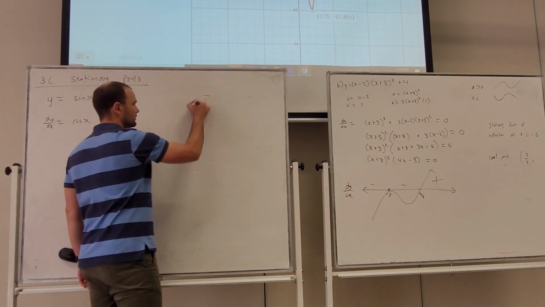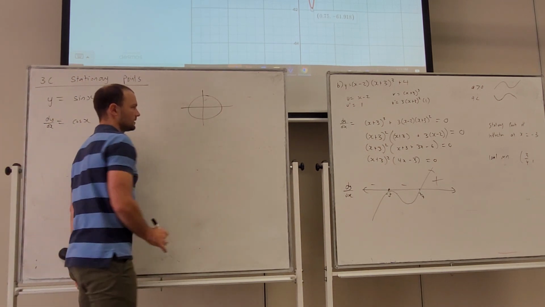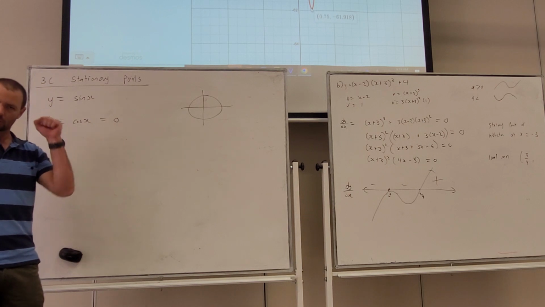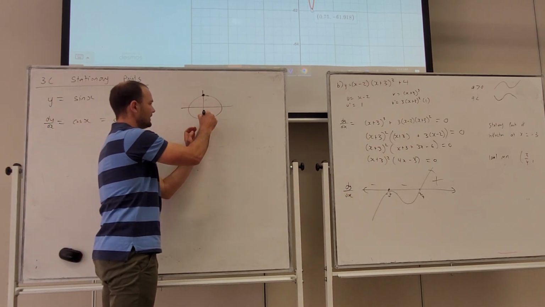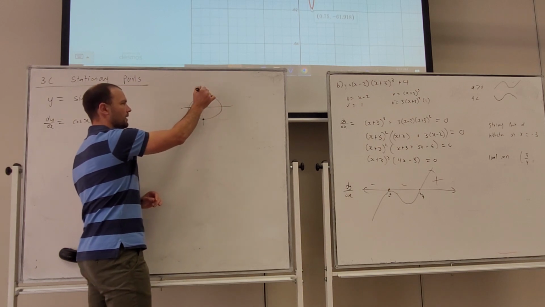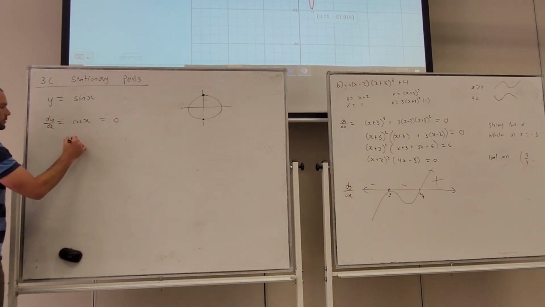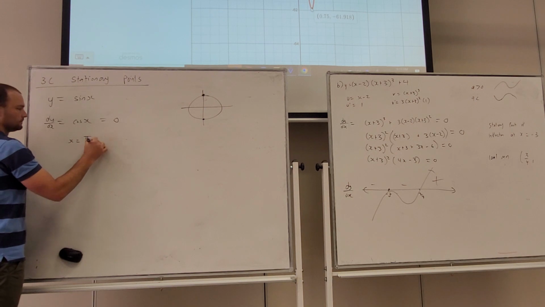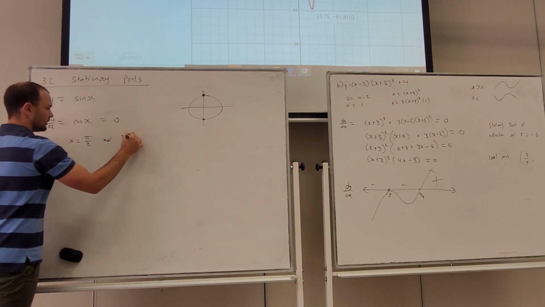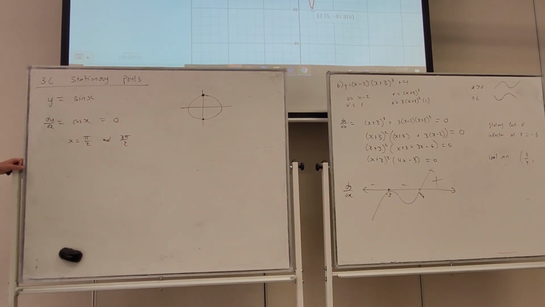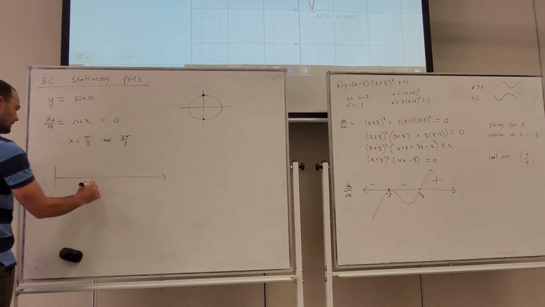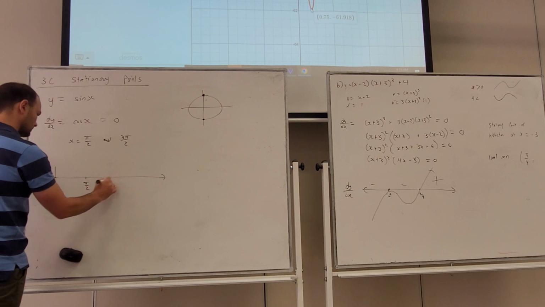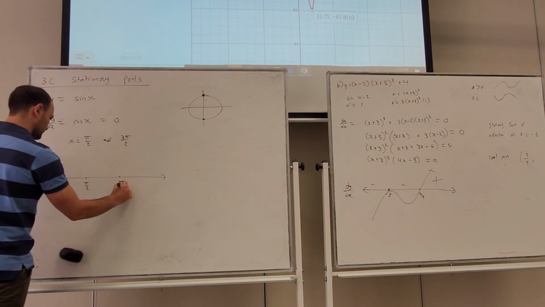And again, we should just be thinking about this, okay? That's the unit circle. Cos is the x value. Where is the x value 0? Here and here. All right, so what's the angle of those 2 points? Pi on 2 and 3 pi on 2. All right, x is pi on 2 and x is 3 pi on 2. So we'll have pi on 2, 3 pi on 2.